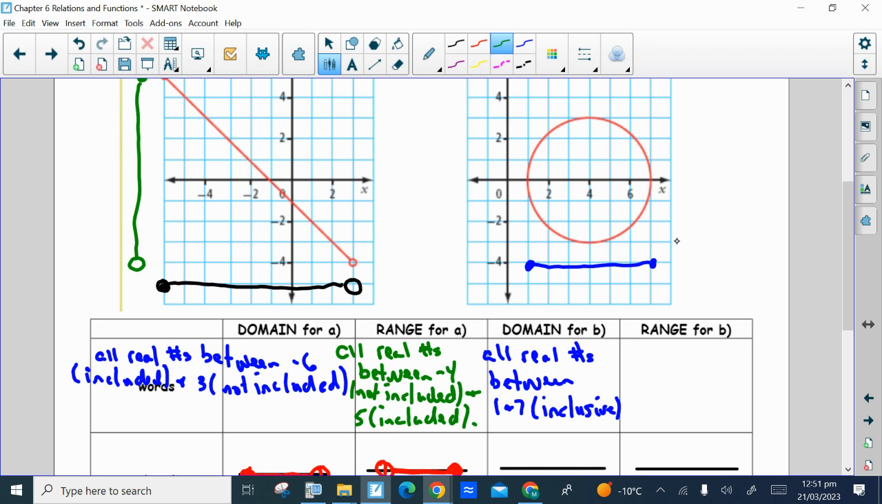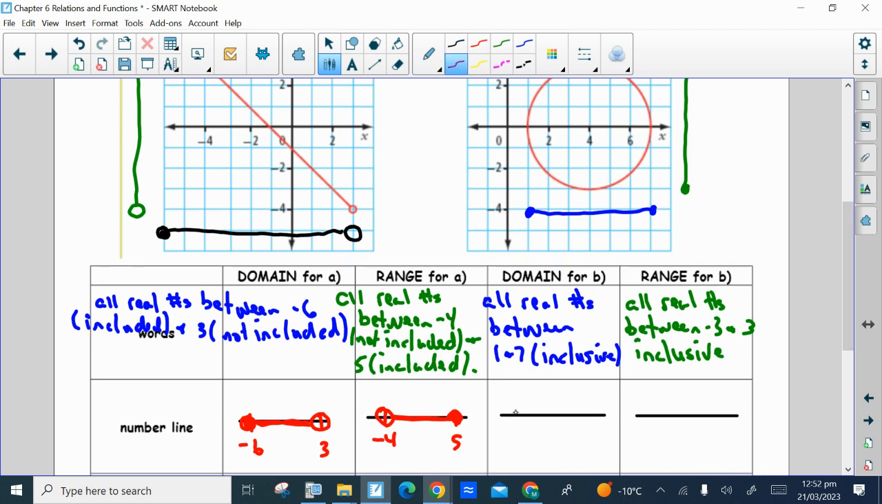The range goes down to a minimum value of -3 up to a maximum value of +3, and all values in between are also included. So we would say that the range would be all real numbers between -3 and +3 inclusive. Using the word inclusive means, again, that those endpoints are included.